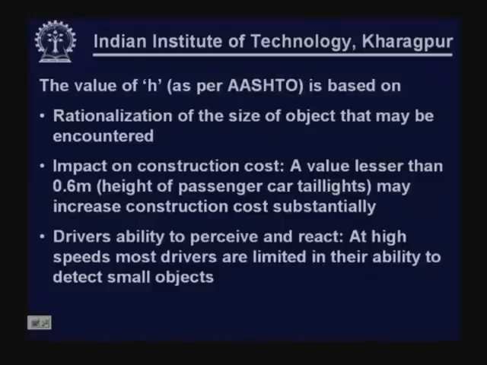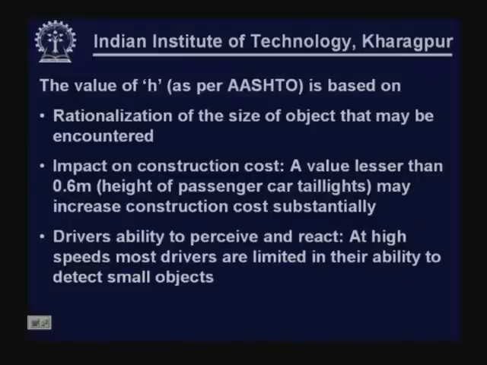Now, the value of object height is based on certain considerations. Number 1, rationalization of the size of object that may be encountered. What are the types of objects that drivers normally encounter while driving the vehicles? Number 2, impact on construction cost. As I indicated earlier, if we consider lesser object height, the requirement of sight distance will be more. So, obviously, to provide better standard, maybe a flatter curve will be required. So, the construction cost will go up. So, there is a possibility that a value lesser than 0.6 meter may increase construction cost substantially.